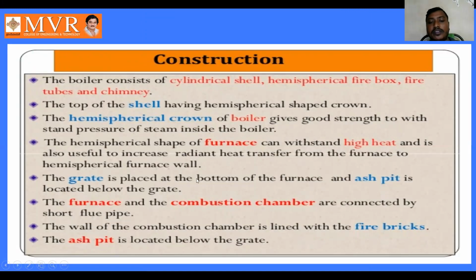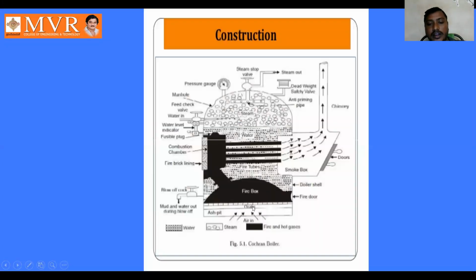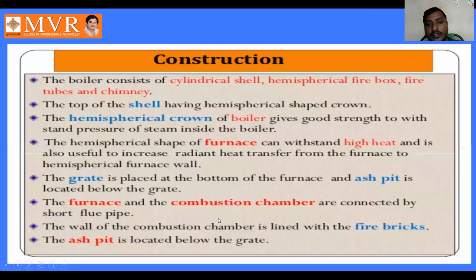See, the grate is placed at the bottom of the furnace and the ash pit is located below the grate. Here we can observe the grate and the ash pit. After complete combustion has taken place, the ash which is produced enters into the ash pit.